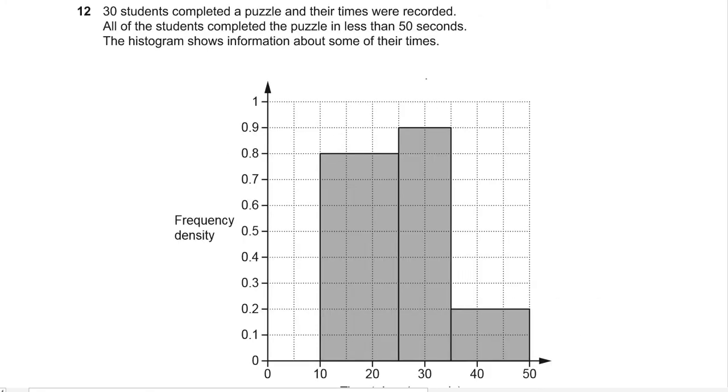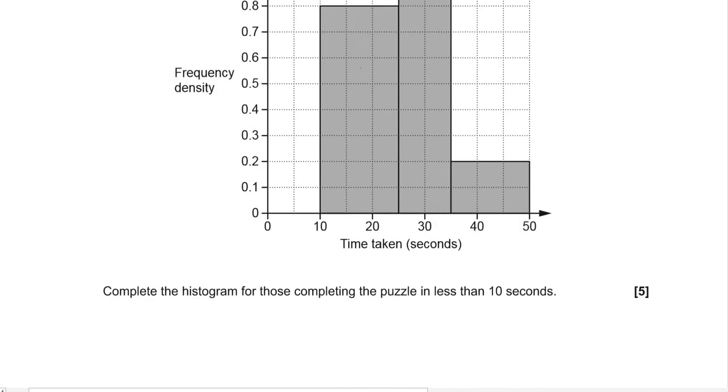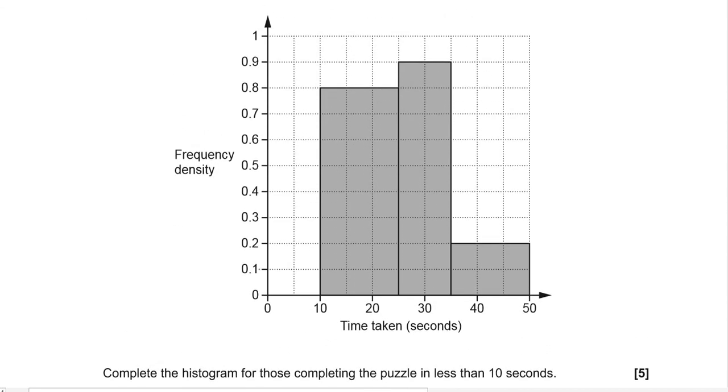Great. Okay, 30 students completed a puzzle and their times were recorded. That's going to be important. That tells us that the total frequency is 30. We have a histogram here and we're asked to complete it. So we need to fill in this first bar here.